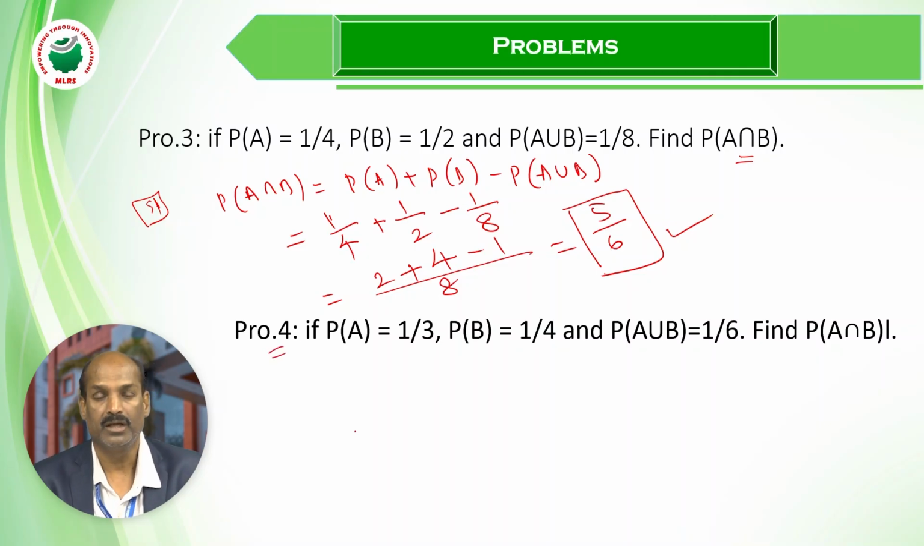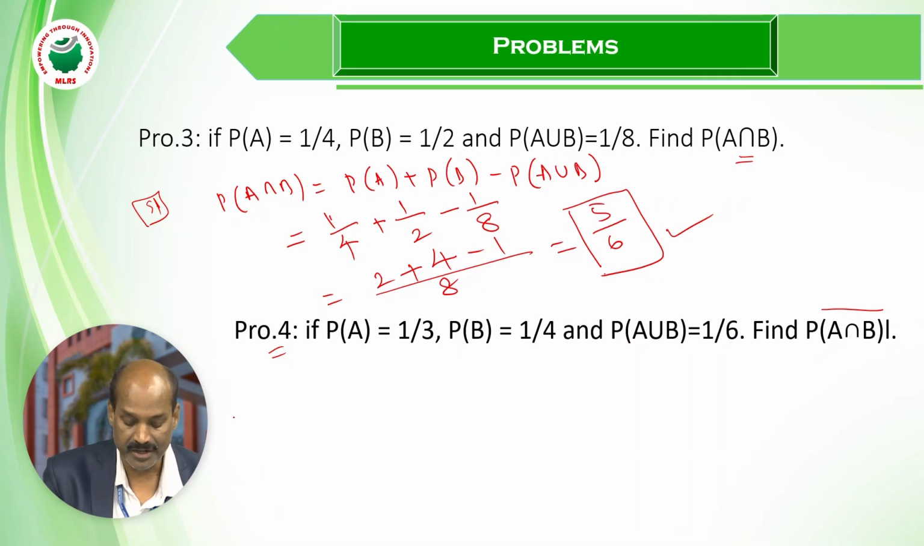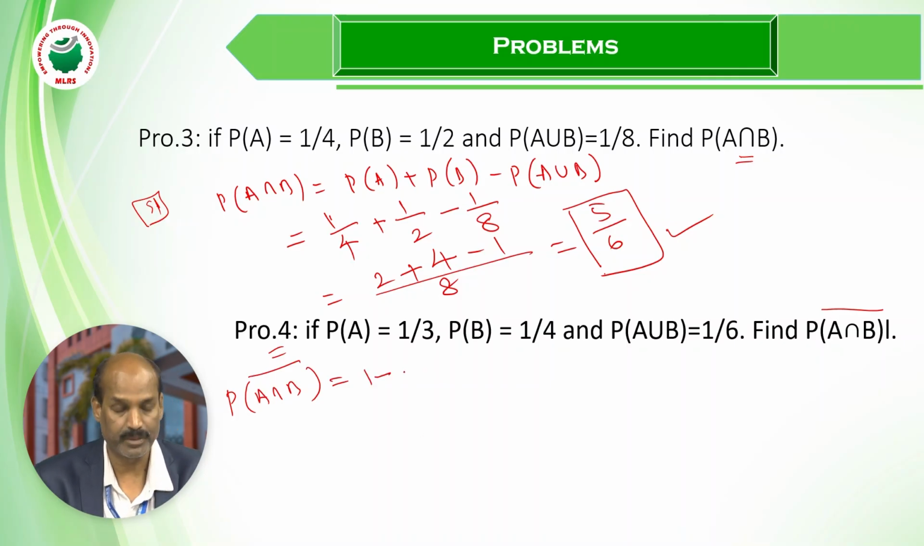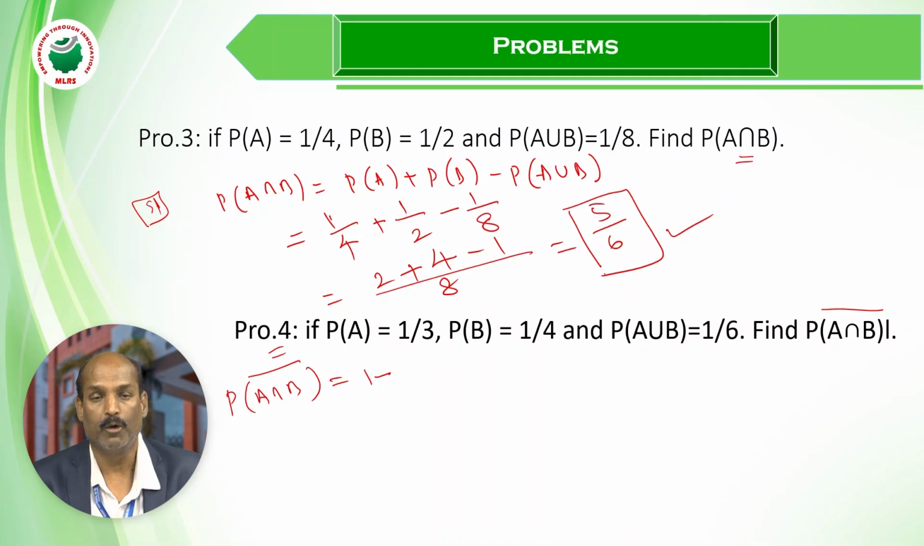Similarly, we go for the last problem, that is problem number 4. In problem number 4, the given data is probability of A equals 1 by 3, probability of B equals 1 by 4 and probability of A union B equals 1 by 6. Then find probability of A intersection B complement. Now this we can write as probability of A intersection B complement. This is equal to, from the set theory we have one rule: probability of A complement is equal to 1 minus probability of A. Similarly, probability of A intersection B complement equals 1 minus probability of A intersection B.